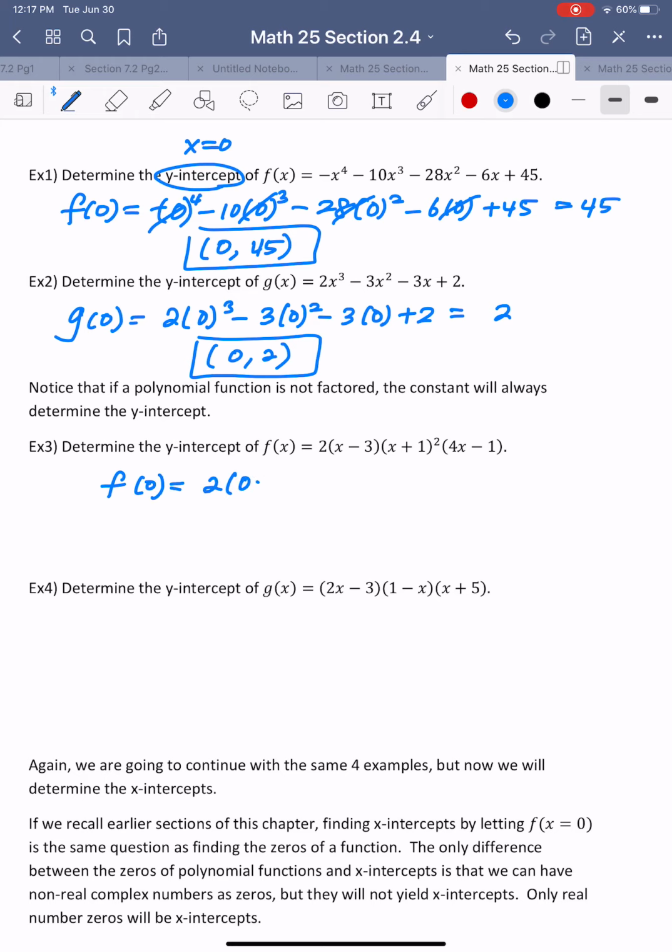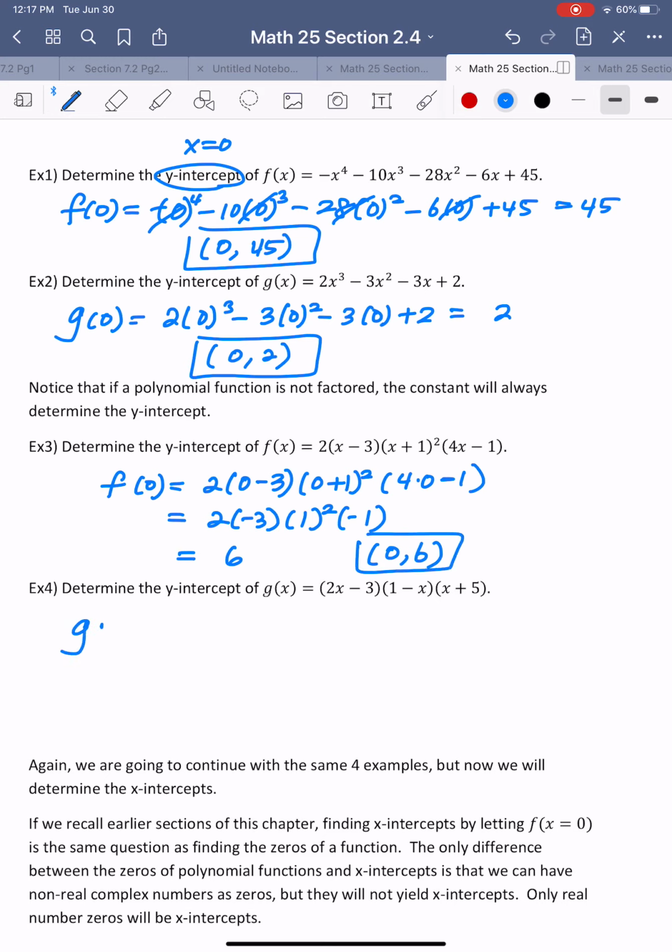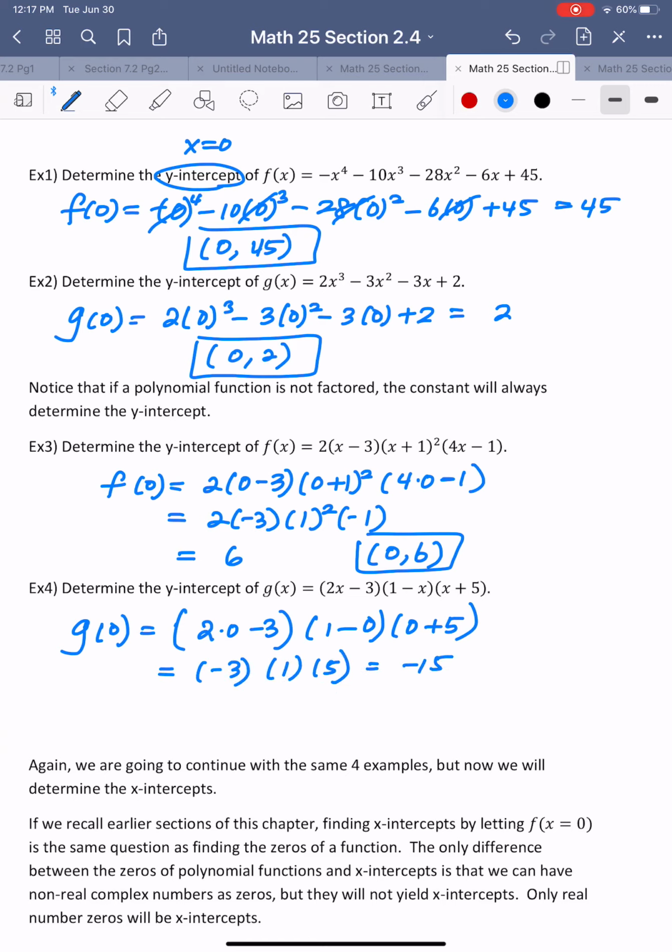So same thing. You plug in 0. So 2 times 0 minus 3, 0 plus 1 squared, 4 times 0 minus 1, which is 2 times negative 3, 1 squared, and negative 1, right? So it's going to be positive 6, isn't it? So that's (0, 6). G of 0 for the next example. So same thing. 2 times 0 minus 3, 1 minus 0, 0 plus 5. So I got negative 3 times 1 times 5, negative 15. So (0, negative 15) is the y-intercept.